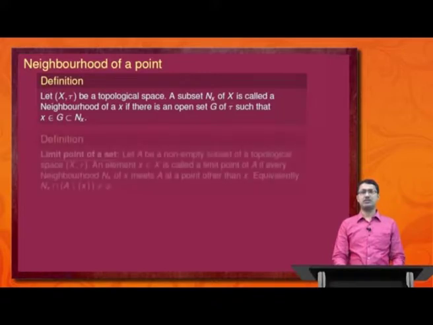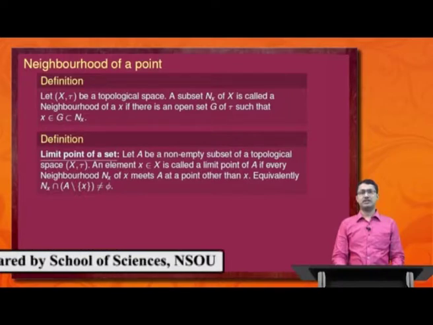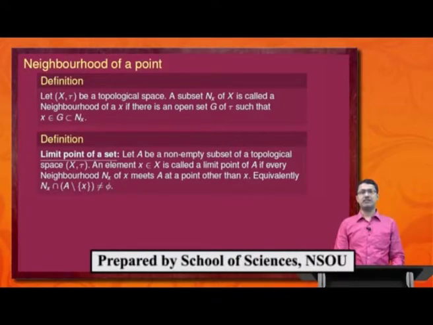Next, we introduce the definition of a limit point of a set. Let A be a non-empty subset of a topological space (X, τ). An element x belonging to X is called a limit point of A if every neighbourhood N_x of x meets A at a point other than x. Equivalently, N_x intersection (A minus the singleton {x}) is not equal to empty set, and x may belong to outside the set A.